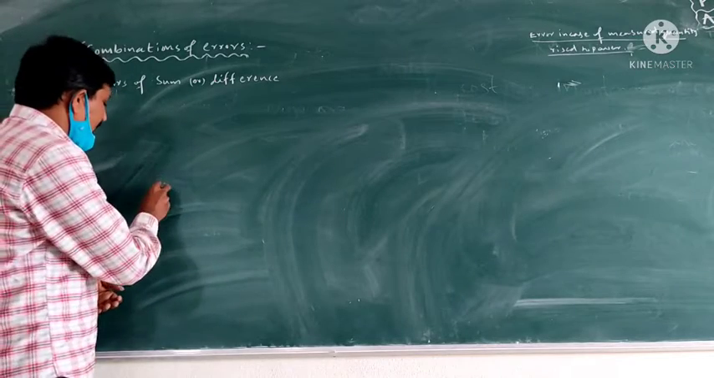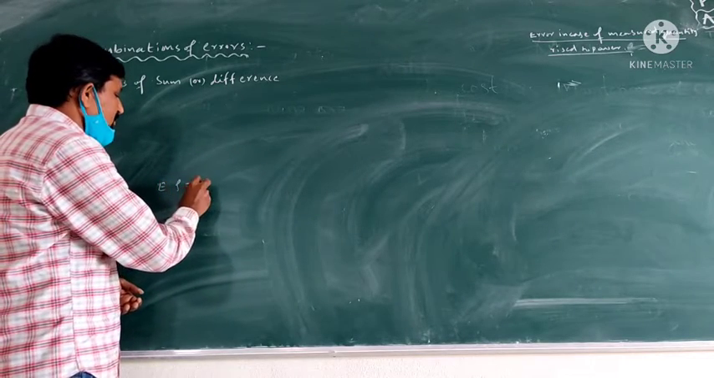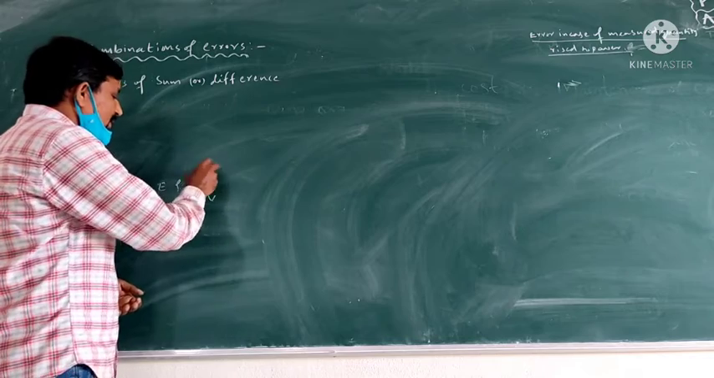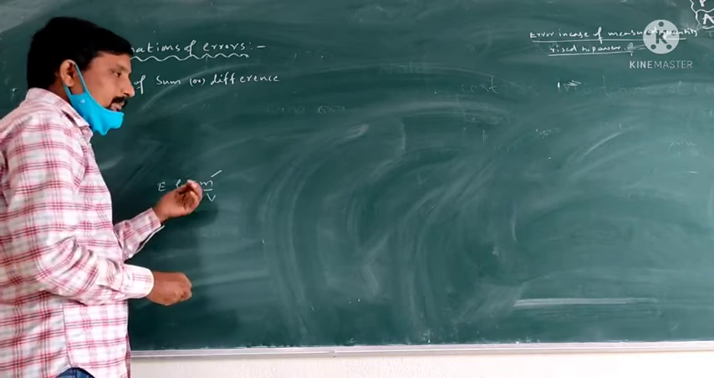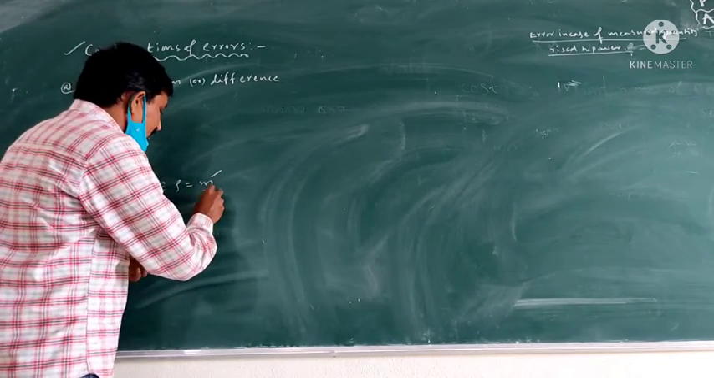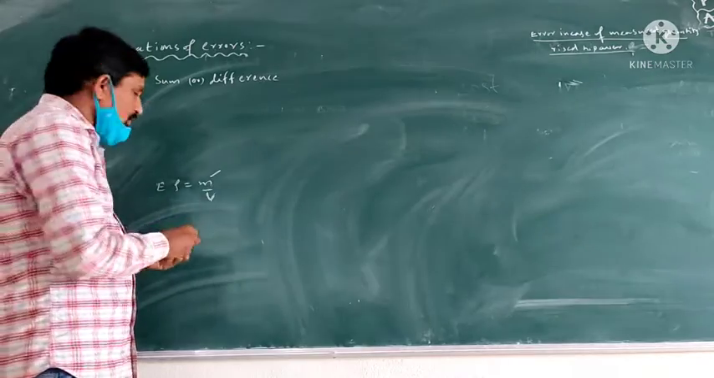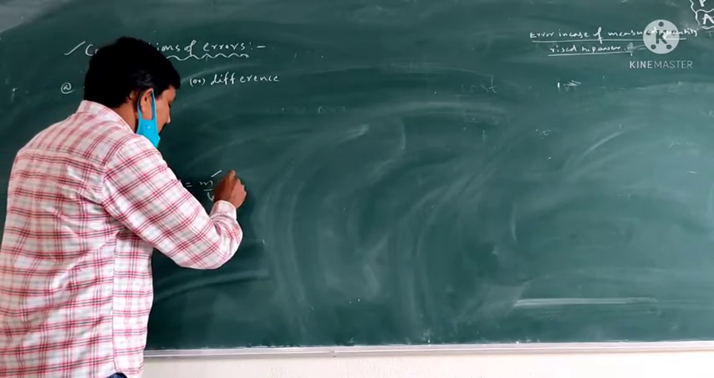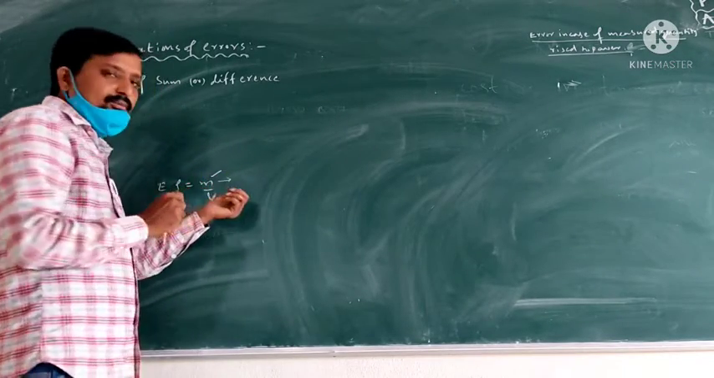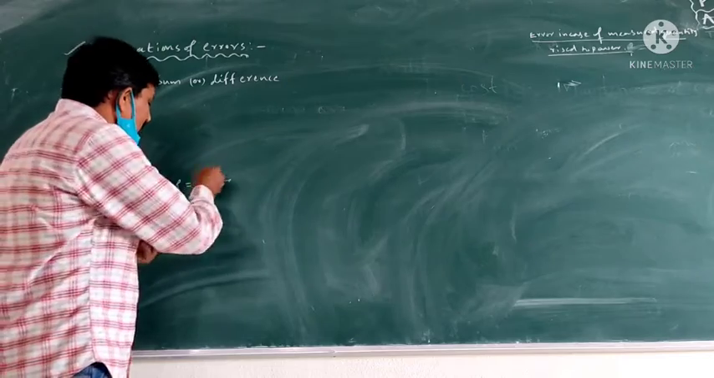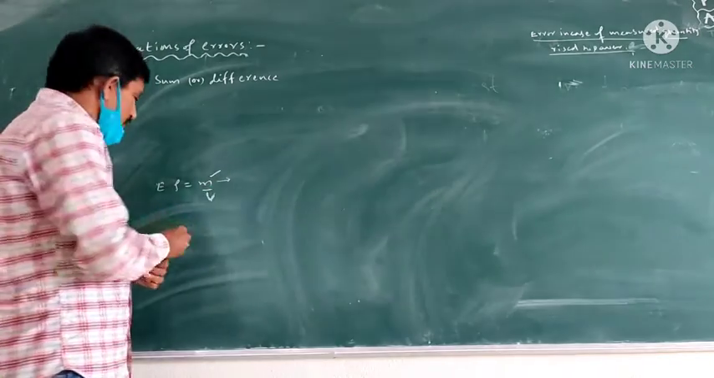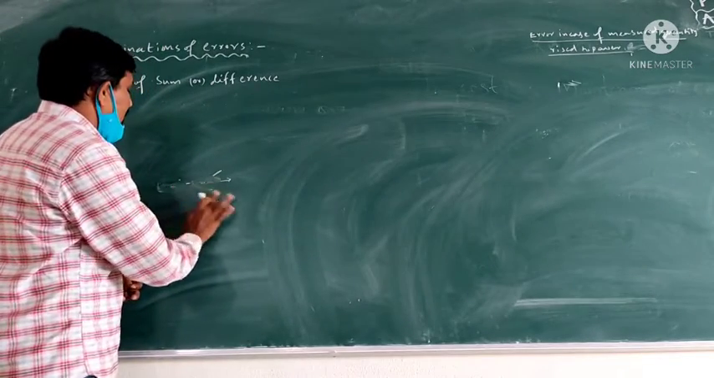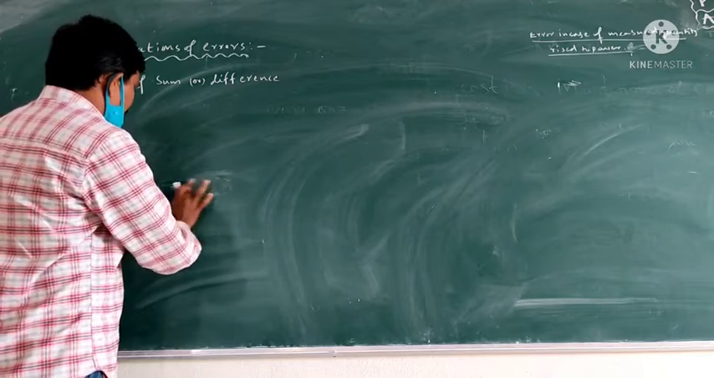For example, if we take density, density means mass by volume. When we measure the mass value and again measure the volume value, there is some uncertainty in mass and some uncertainty in volume. Here two types of errors are occurring. In such cases, we use a combination of errors.